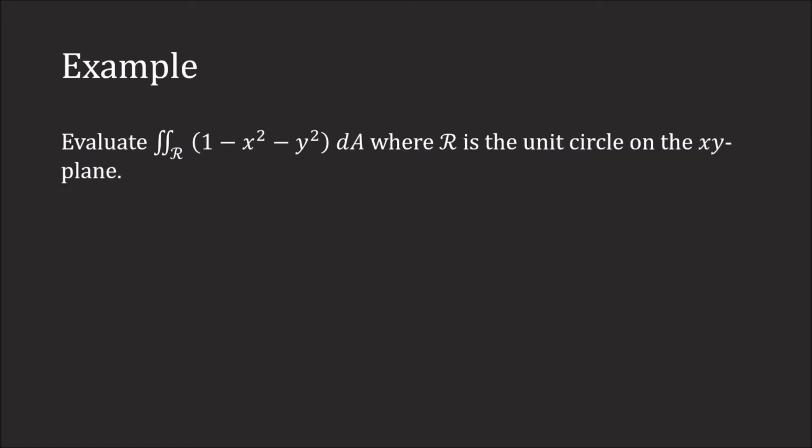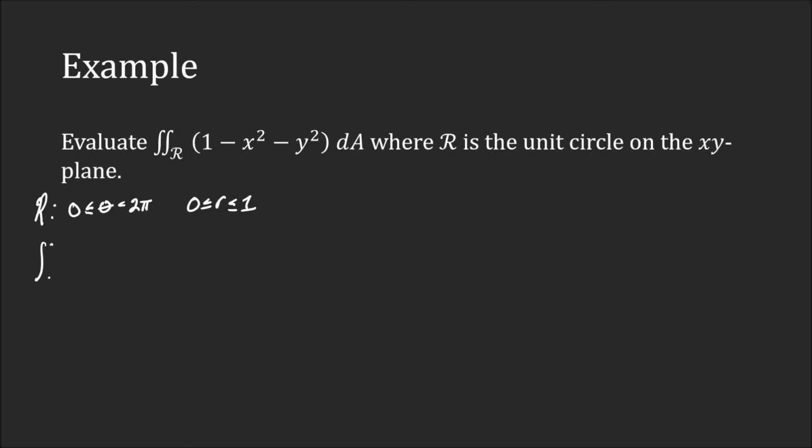So let's go ahead and evaluate this double integral of 1 minus x squared minus y squared, where R, the region, is the unit circle on the xy plane. Well, the unit circle, we know, can be defined as 0 less than or equal to theta less than or equal to 2 pi, and 0 less than or equal to r less than or equal to 1.